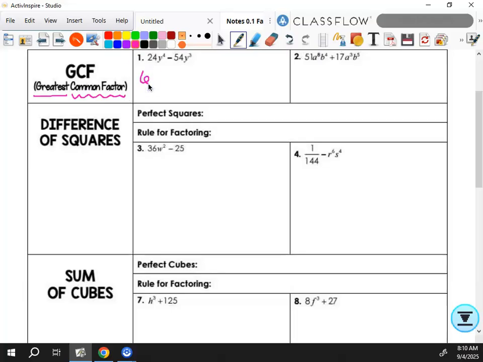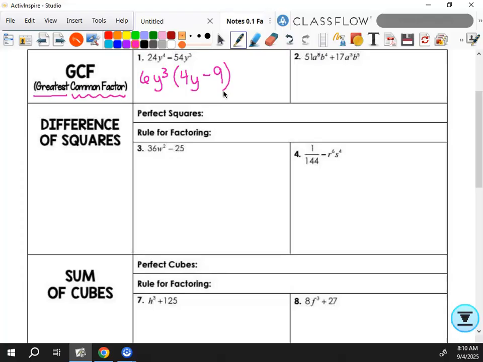And then how many y's get to come out? 3. So then what I'm left with, 24 divided by 6 is 4. I have 1 y left. Then that's still minus. And 54 divided by 6 is, what did we just say? 9. And then all the y's were gone. And so then we're done. Okay. And then you can always check yourself by, if you distribute that back in, you should get back where you started from.